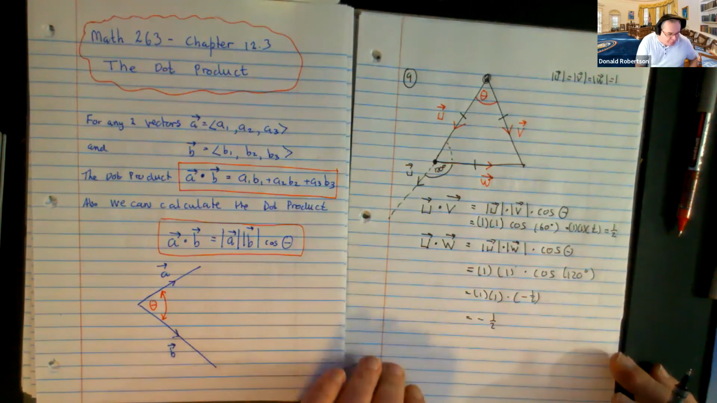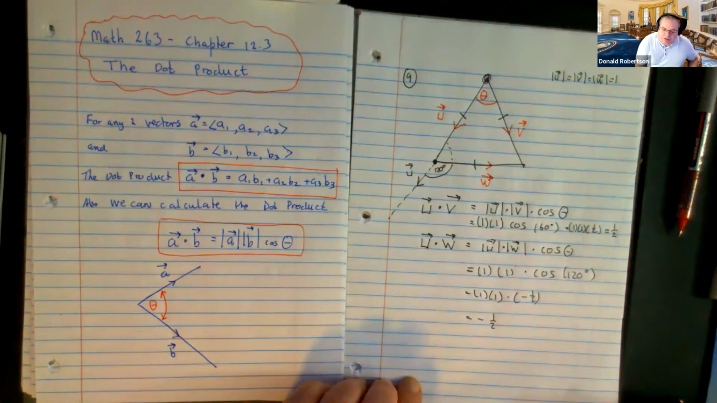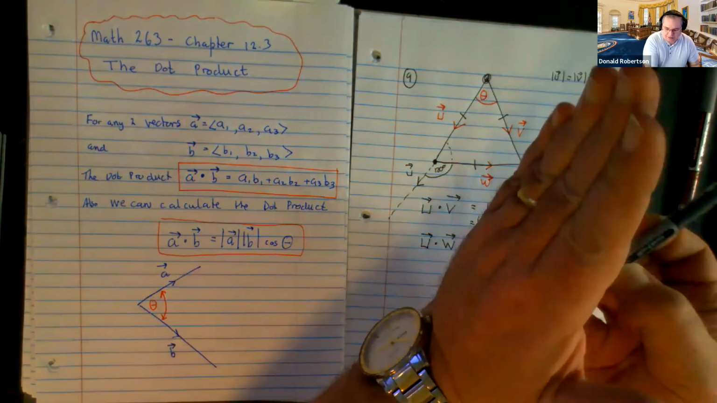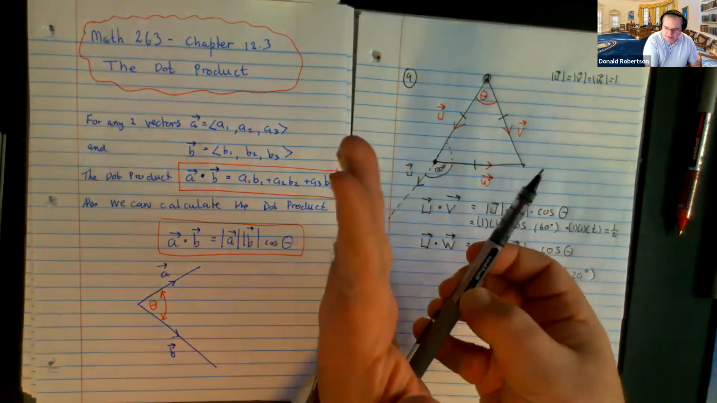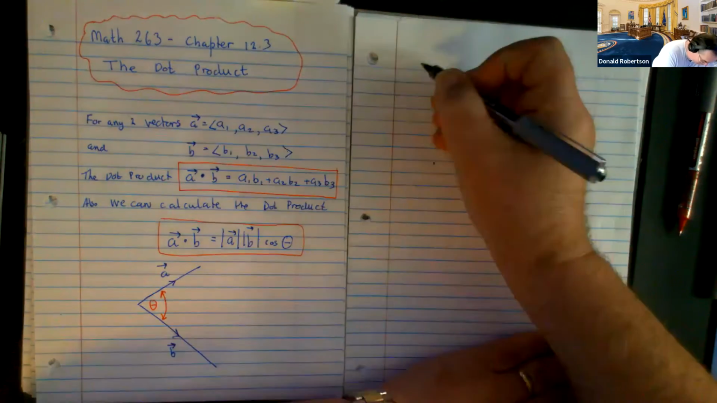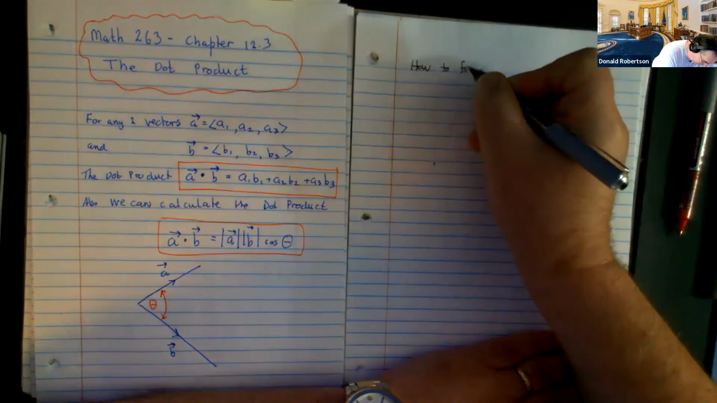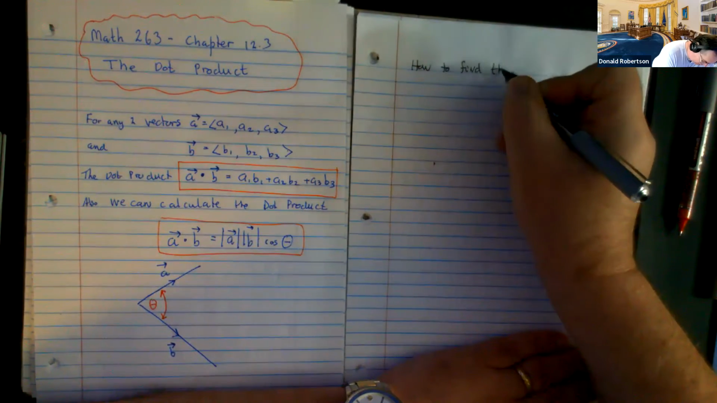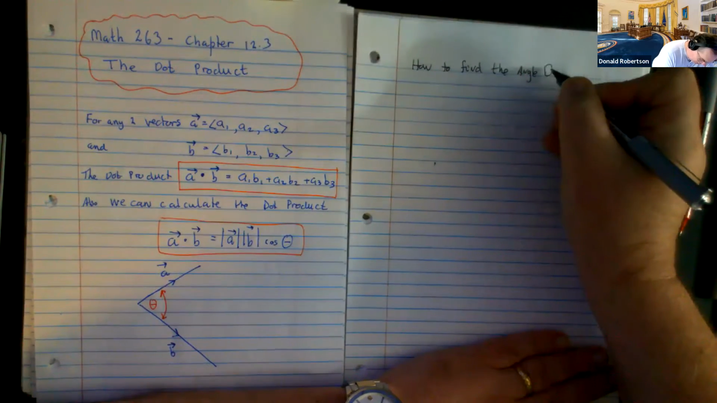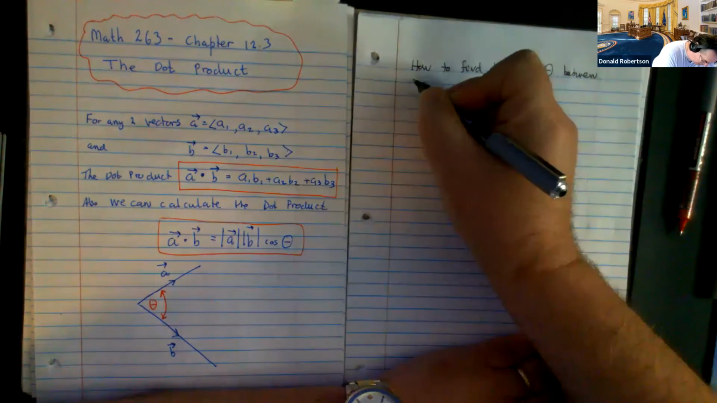Okay, I'm about to move on to finding the size of an angle between two vectors, right? To find out how big that angle there is. And what we do, let's write this down first, how to find the angle, call it theta, between any two vectors.